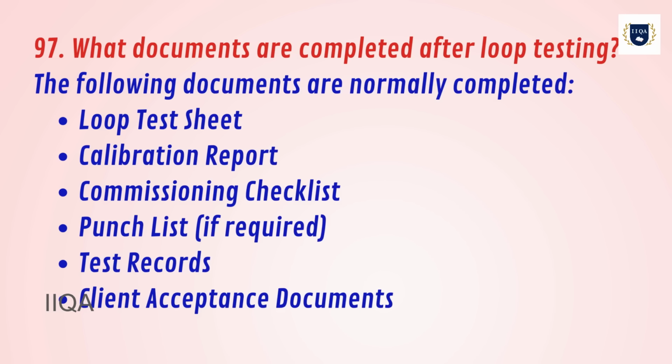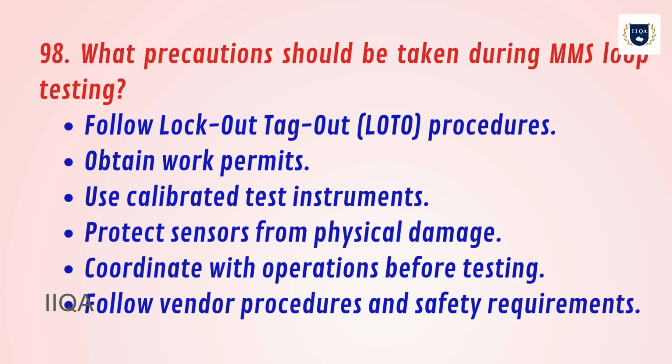97. What documents are completed after loop testing? The following documents are normally completed: loop test sheet, calibration report, commissioning checklist, punch list if required, test records, client acceptance documents.